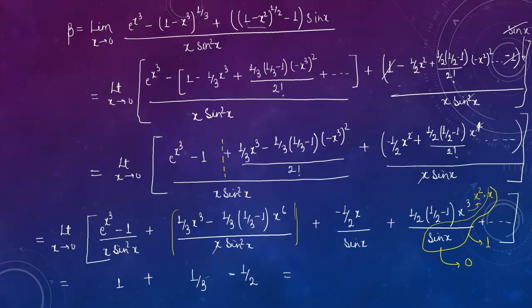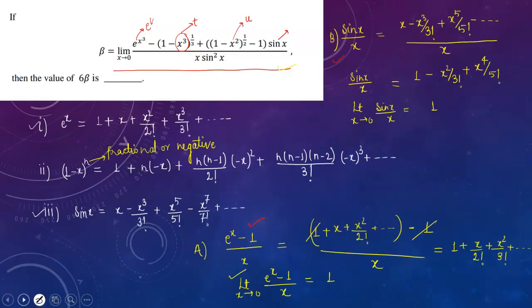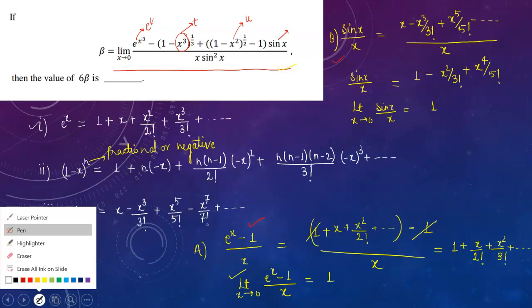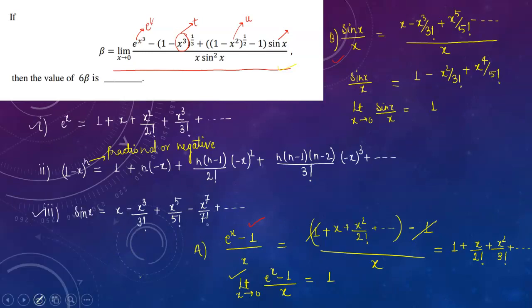So this will be 1 minus 1 by 6, that is 5 upon 6. Okay, so this is beta. And in the question it is asked what is 6 beta, and 6 beta will be 5.